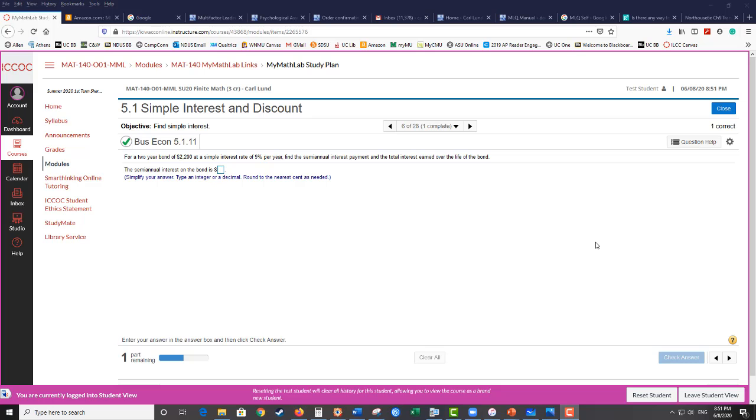So I want to start with a question that is a little harder than what we've done so far. This is an economics question. For a 2-year bond of $2,200 at a simple interest rate of 9% per year, we're asked to find two things: the semi-annual interest payment and the total interest earned over the life of the bond.